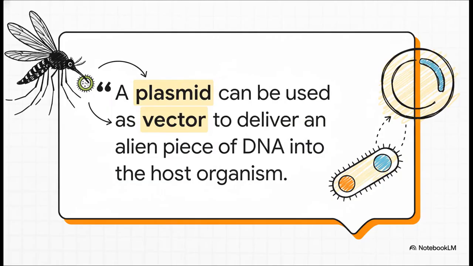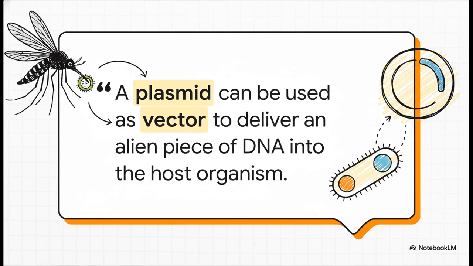Okay, you've used your molecular scissors to snip out your gene of interest. Now what? You can't just throw it at a cell and hope it gets inside. You need a delivery vehicle. We call this a cloning vector. The classic analogy is a mosquito carrying the malaria parasite. The mosquito itself doesn't cause the disease. It's just the vector that delivers the parasite into a person.